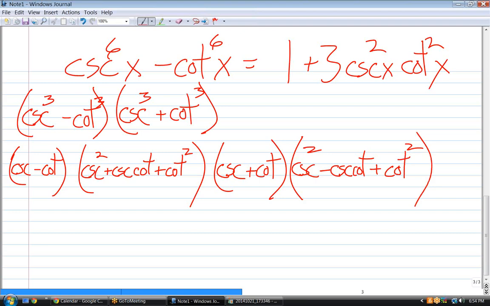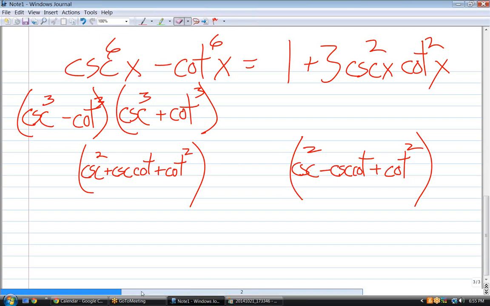Yes. Okay. Now, if I multiply this factor times that factor, what do I get? 1? Yes. You get cosecant squared minus cotangent squared, which is 1. In other words, I can erase that and erase that. And now my left side has become these 3 terms times those 3 terms.